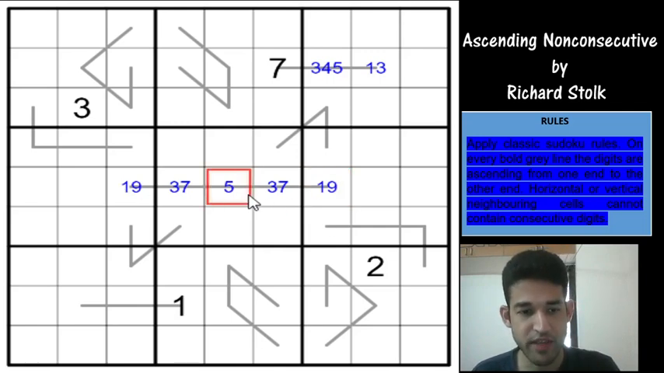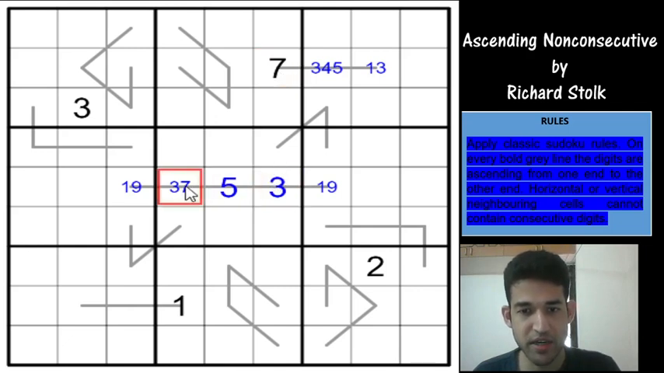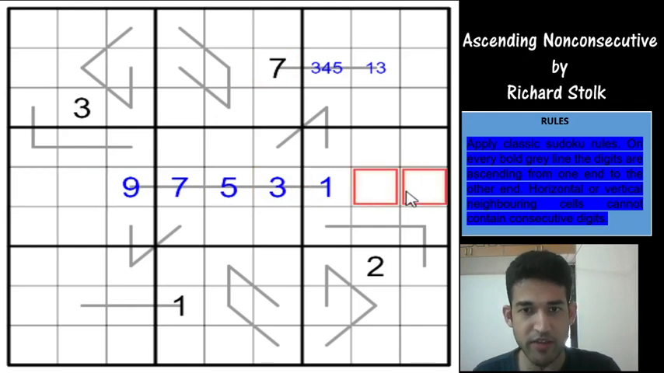So this is a 5. I have a 7 here, so I can resolve this line immediately. So 3, 5, 7, 9, and that becomes 1. So great start to the Sudoku. Let us fill row 5 now.